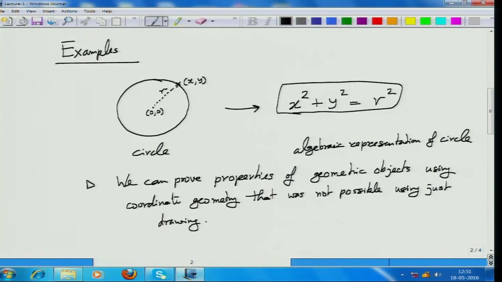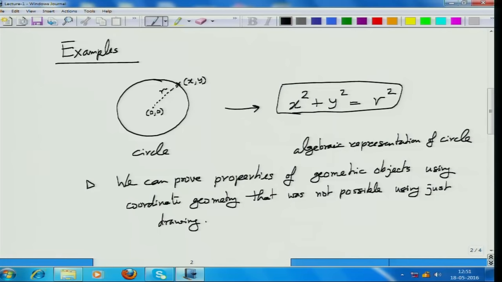Suppose I want to study the rational numbers lying on the circle, that is points which have rational coordinates which lie on the circle, then we can say that all the rational numbers x and y which satisfy this equation are the points of interest to us, which means that we are saying that now no longer think of x and y as real numbers, but think of them as rational numbers.